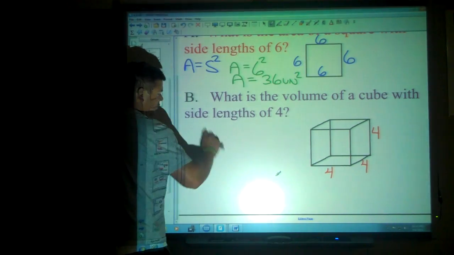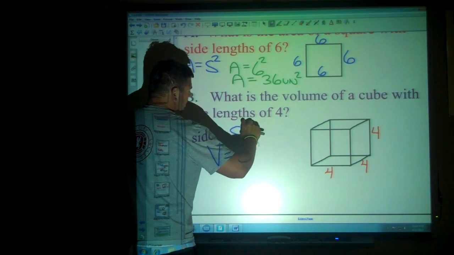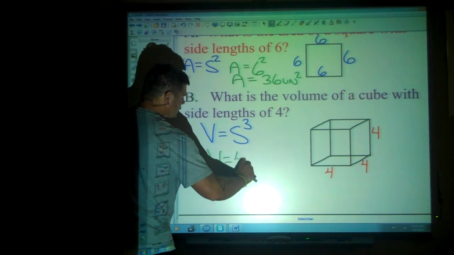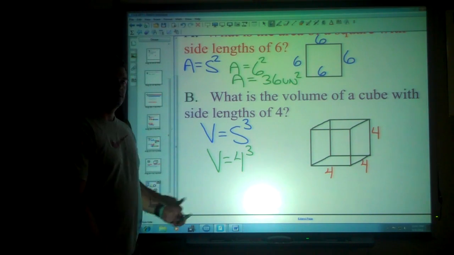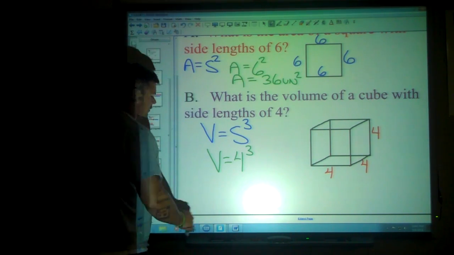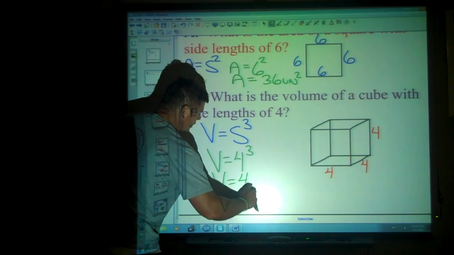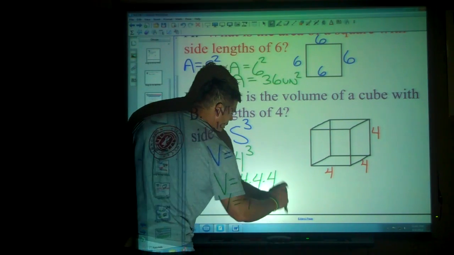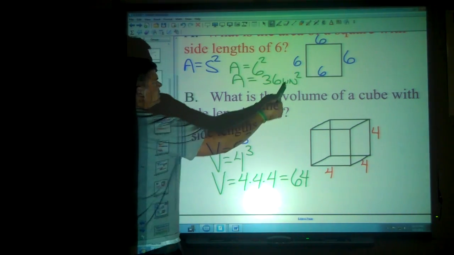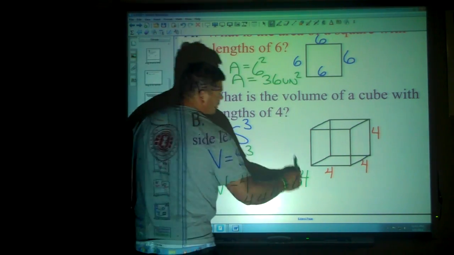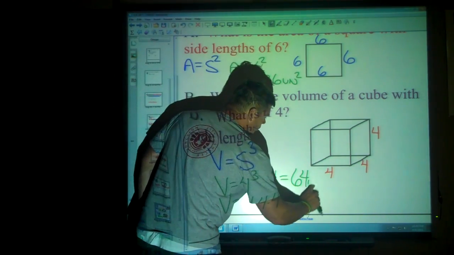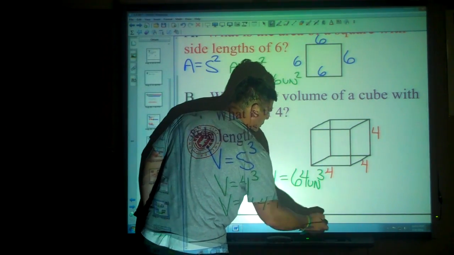We gave the volume formula as side cubed. In this case, that's 4 cubed. Do not say 4 to the third power is equal to 12. That means 4 times 4 times 4, which equals 64. In this case, it's not units squared. This is a what dimensional object? A 3-dimensional object. It will be units cubed.